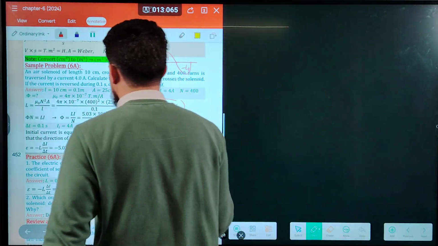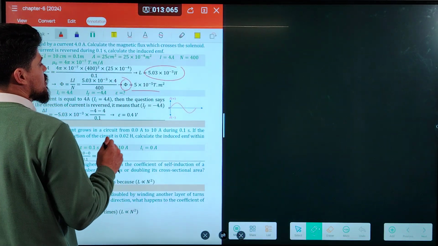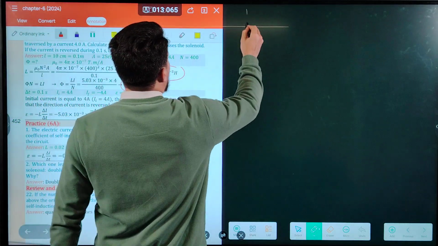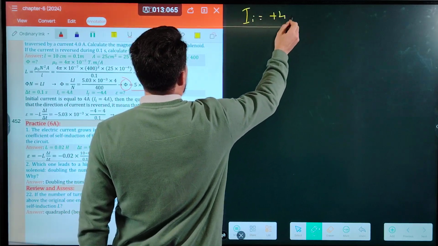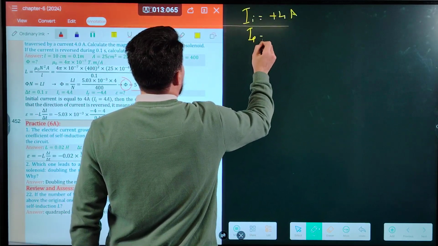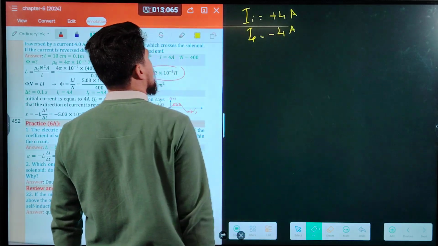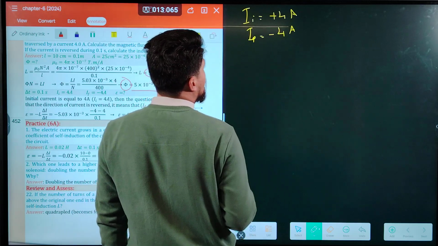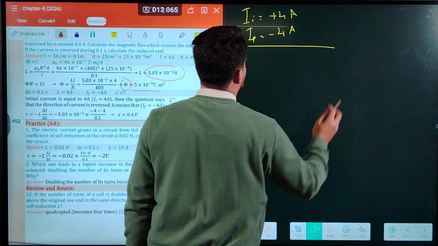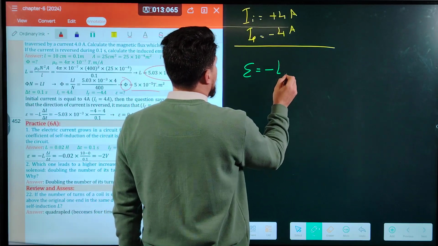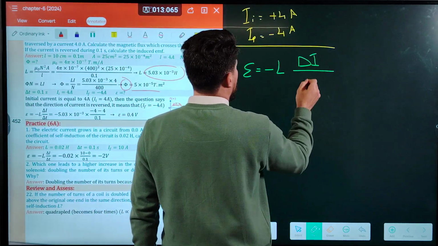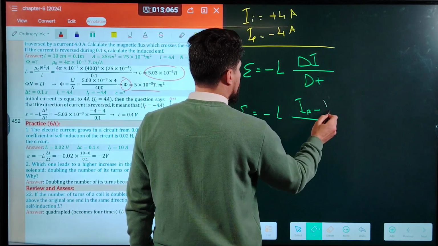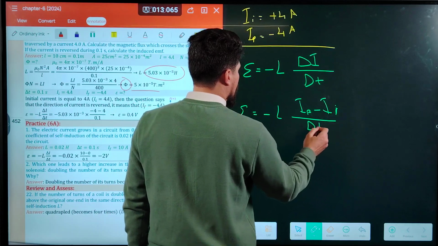Branch B, what is unknown? Induced EMF when the current is reversed. When the current is reversed from positive 4 ampere to negative 4 ampere, I initial is positive 4 ampere, I final is negative 4 ampere. The sign of the current is changed, so the EMF is induced in the circuit by changing the magnitude or by changing the direction of the current, because the current is a vector, it has both magnitude and direction. EMF is equal to what? Negative L, for the same circuit, delta I over delta T: I final minus I initial over T.